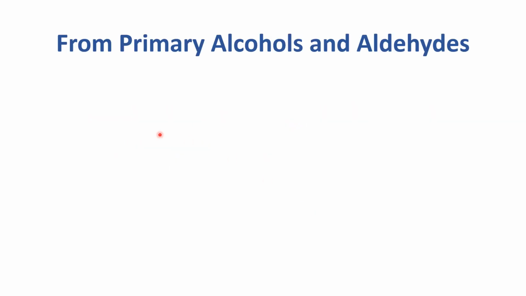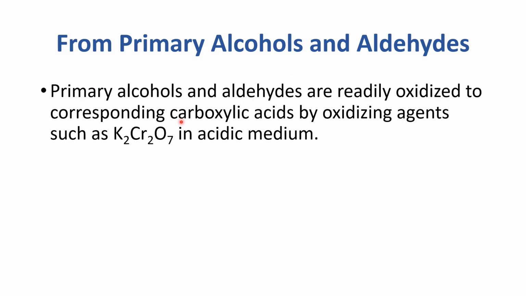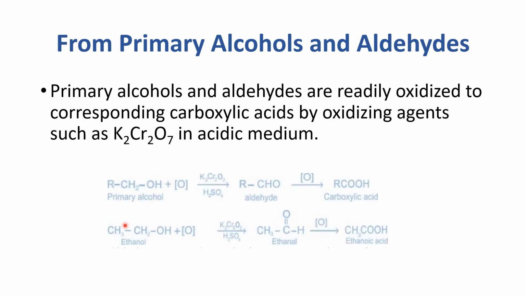So the first reaction is from primary alcohols and aldehydes. Primary alcohols or aldehydes, whenever they are oxidized in the presence of potassium dichromate, yield carboxylic acids. So here you have ethanol. When you treat ethanol in acidic medium with potassium dichromate, you get ethanal, that is an aldehyde. And when you treat it further, you get ethanoic acid.